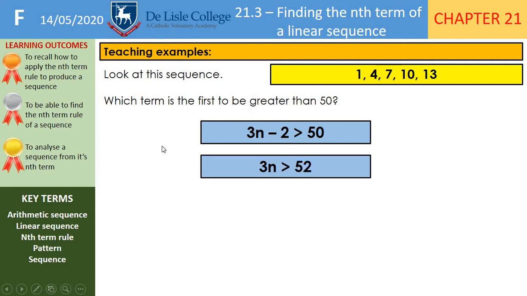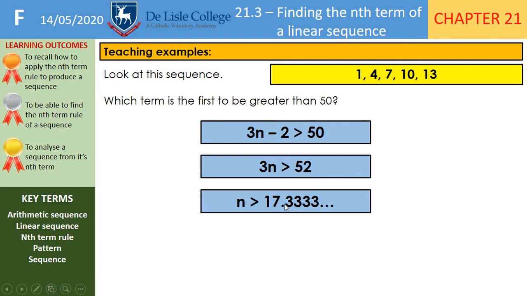So we've got to get n on its own by getting rid of the subtract 2 and then the multiply by 3. I'm going to get rid of the subtract 2 first by adding 2 to both sides. So we end up with 3n here, because subtract 2, add 2 cancels it out, and 50 plus 2 is 52. I'm now going to get rid of the multiply by 3. The inverse of multiply by 3 is divide by 3. And you actually end up with this answer.